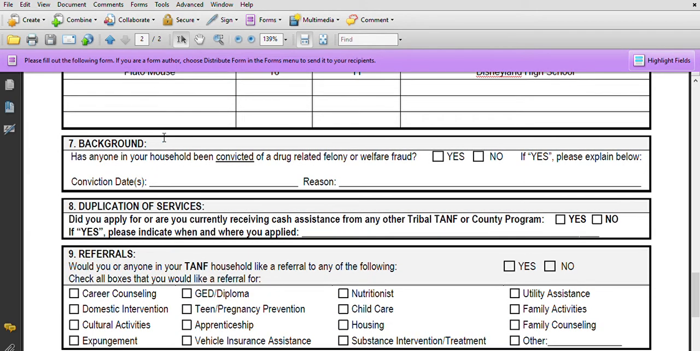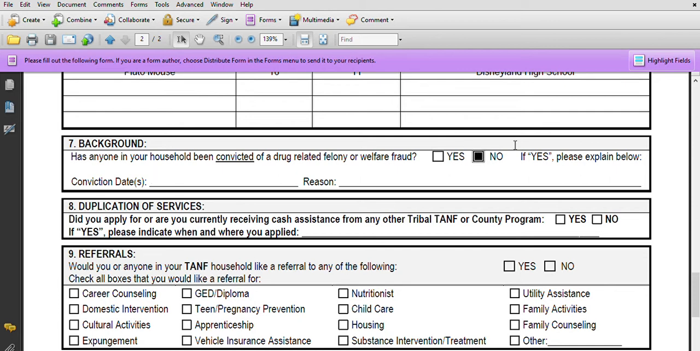This is pertaining to background. So it's asking, has anyone in your household been convicted of a drug-related felony or welfare fraud? Usually clients, I've had it a few times where they get kind of confused. Let's say someone did get convicted of a drug-related felony back in 2005, which is 15 years ago. Remember, we are only asking for you to report things that occurred within the report month. So if you didn't get convicted of a drug-related felony in September 2020 or a welfare fraud in 2020, that answer is going to be no.